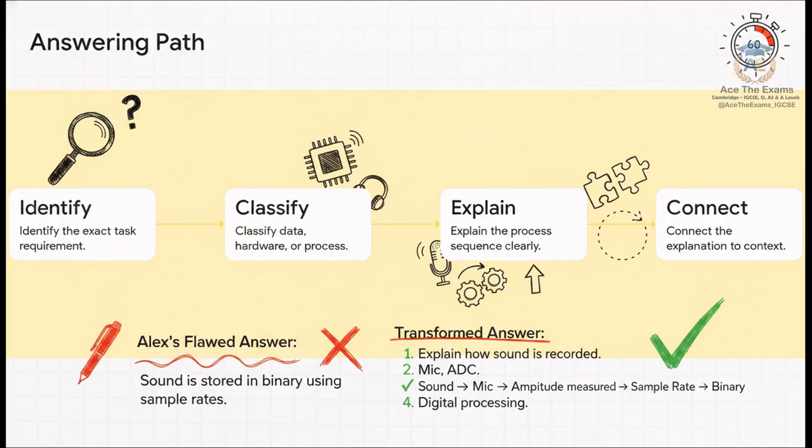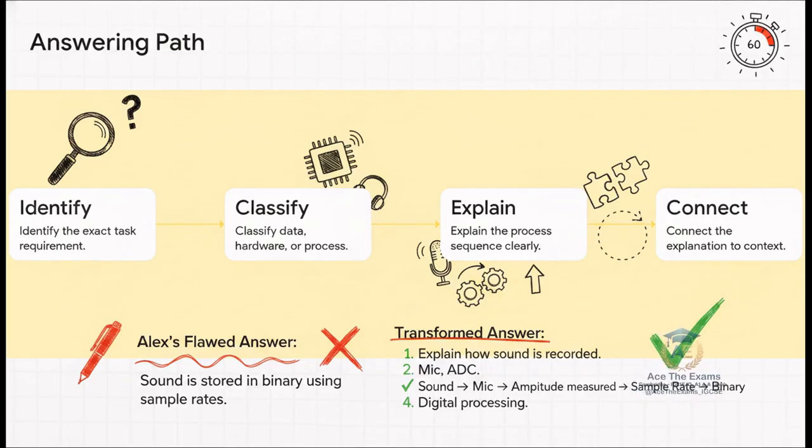Next, we classify the hardware. We need a microphone and an ADC, an analog to digital converter. Now, for step 3, we explain the process clearly. Sound waves enter the microphone. The amplitude of those continuous waves is measured at set, regular intervals, which, by the way, is exactly what the sample rate is. And each of those measurements is then converted into a discrete binary value.